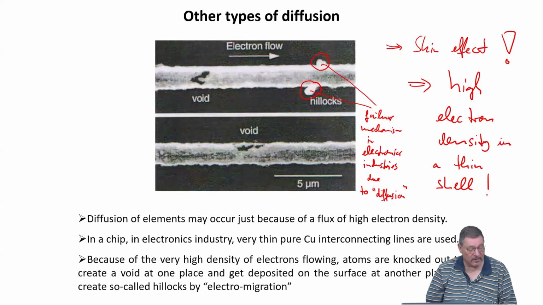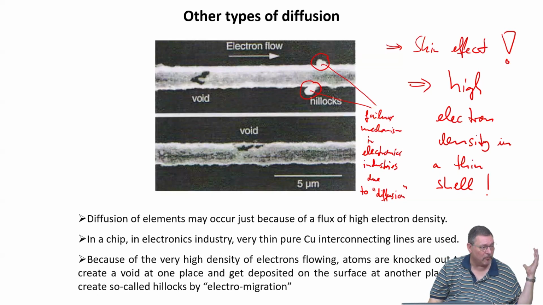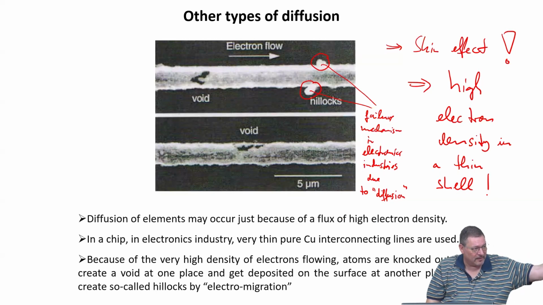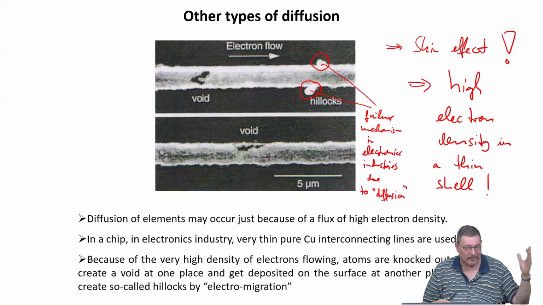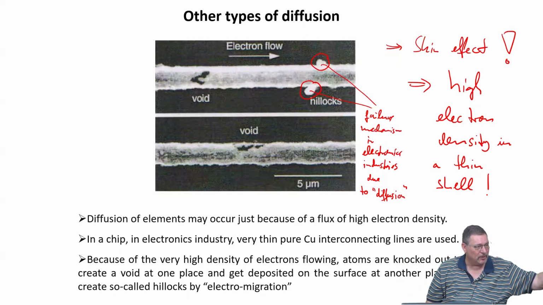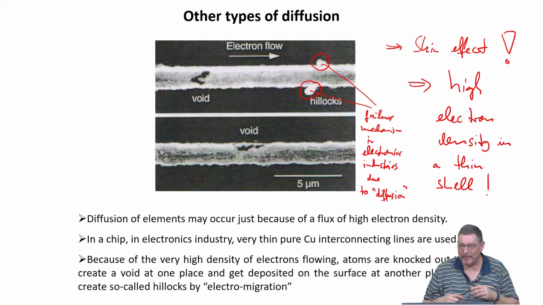Yes, and downstream, that means they are missing somewhere. So you're thinning the wire at some end, and you're thickening and making these hillocks on the other end. And once the wire is thinner, you get higher resistivity. The heating is more, which makes the diffusion even faster. So it's a kind of self-propagating failure mechanism. It gets worse and worse and worse very quickly.